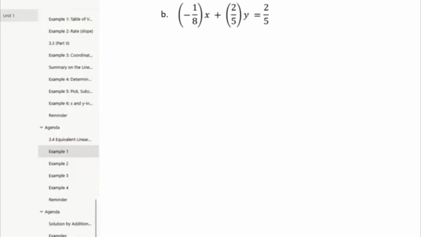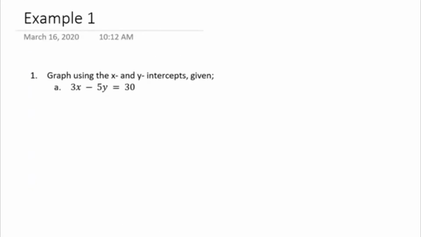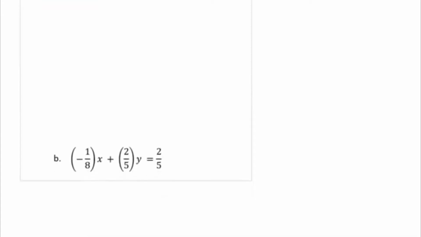So in here we're given this particular question, and it says that we should graph using the x and y intercepts. So we have our x and y intercepts, and we recognize that we have some value of x with a coefficient, a coefficient for y, and we have a constant which in this case is equal to plus 2 over 5.